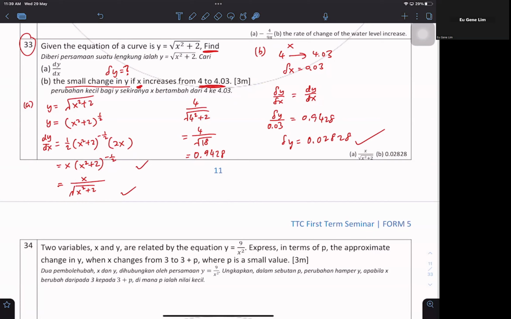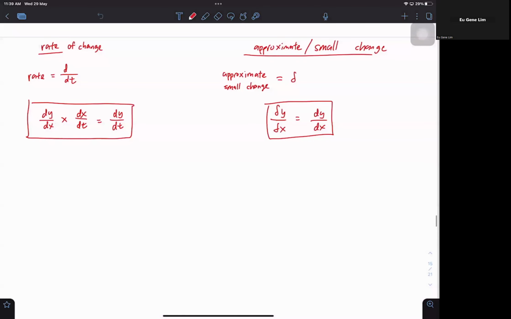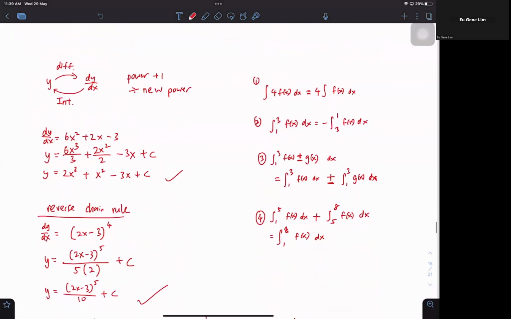Okay, now enough of this differentiation thing already. So now let's go do a bit of integration. But before that, do you still remember how to integrate? Let me give you a bit of notes first.